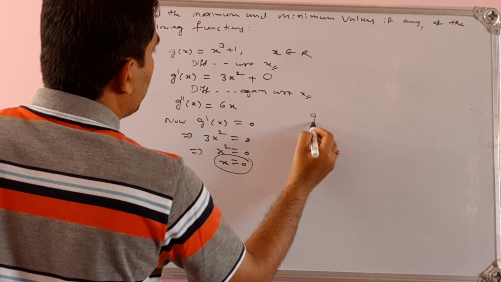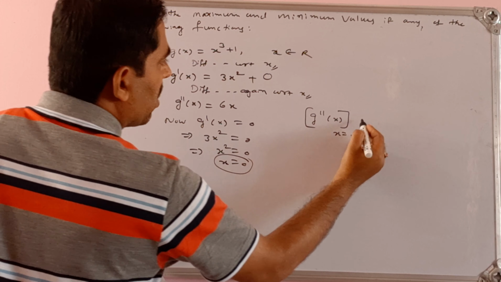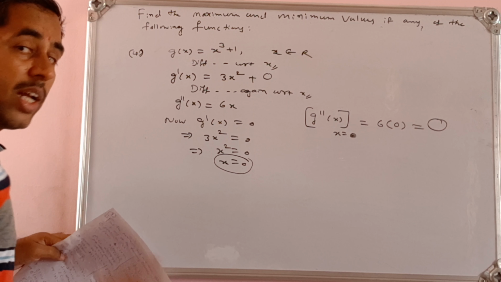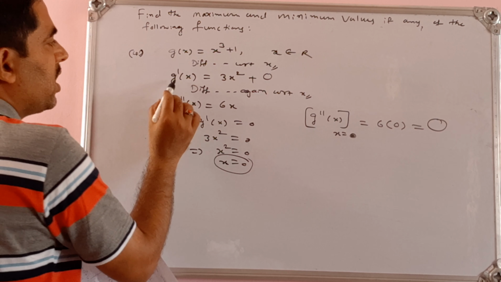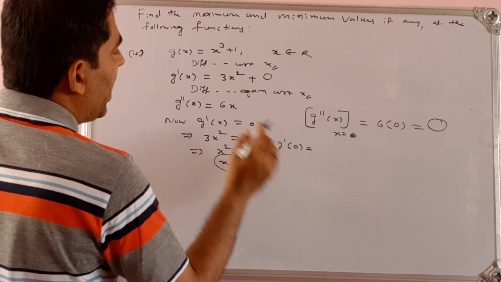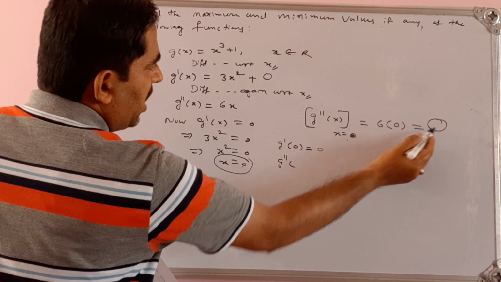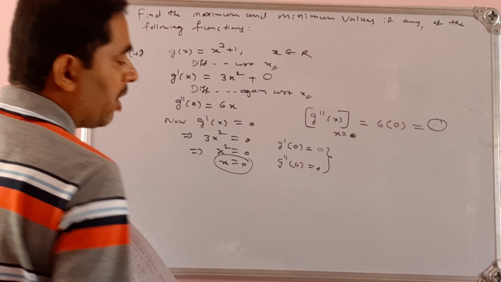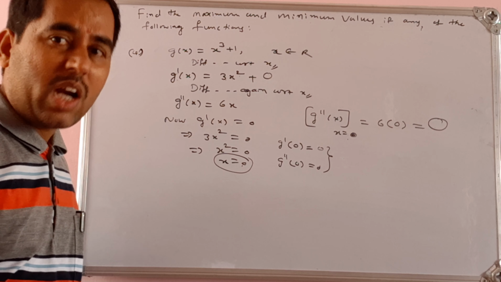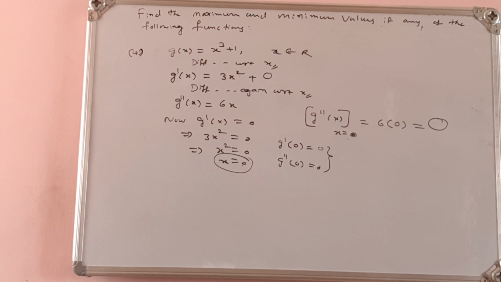Then you consider the second derivative at the critical point. 6x, that is 6 into 0. Once again I got 0. One example we got previously. Now what is the case here? Our point is 0. G dash 0, if I put x is equal to 0 in the first order derivative, I get 0, and I already got g double dash 0 as 0. The second order derivative test fails, and this point is neither a point of local maxima nor local minima. Therefore it has no maximum or minimum value.